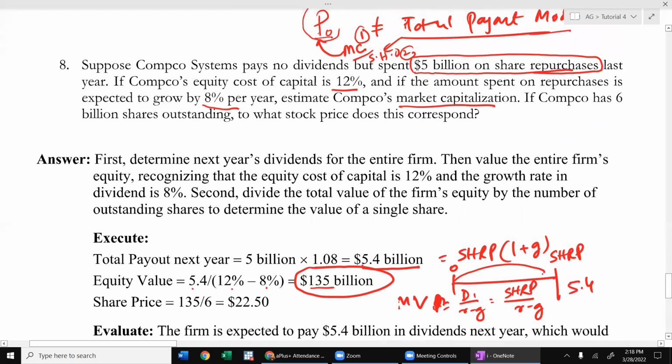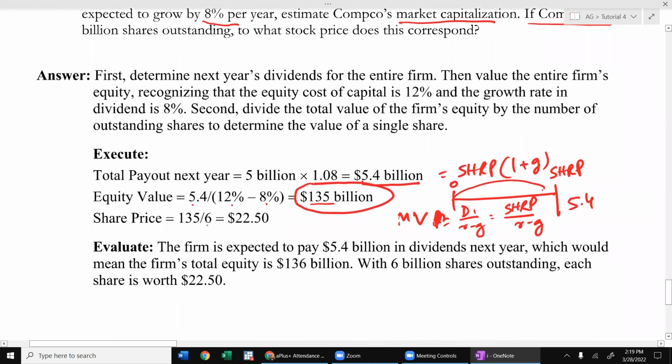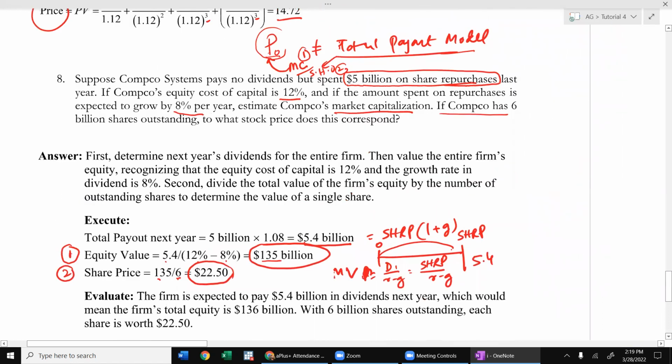So how many shares does this company have? If Comco has 6 billion shares outstanding, to what stock price does this correspond? The total number of shares is 6 billion. So 135 divided by 6, the price is 22.50. As you can see here, first we calculated the total market value and then we divided by the total number of shares outstanding and we get our answer, 22.50. So remember this. This is the total payout model.